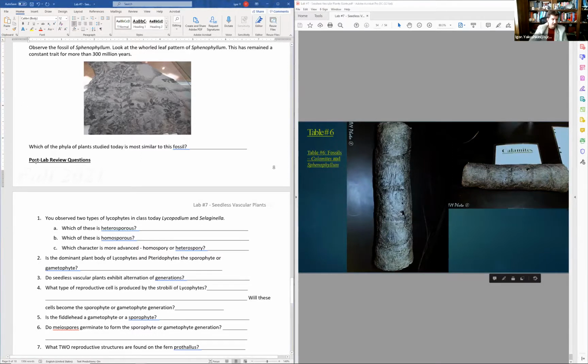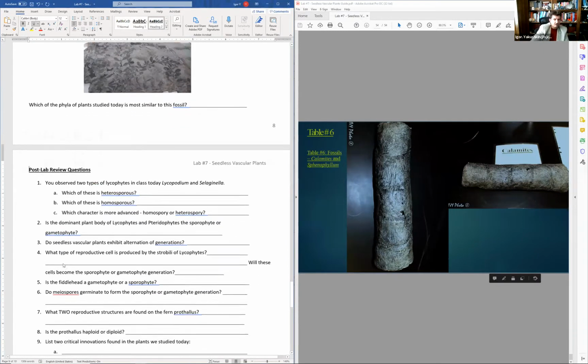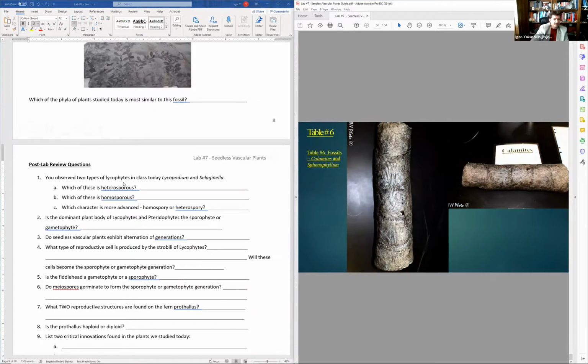All right, and the post-lab questions. Let's take a look at the post-lab. You observed two types of lycophytes, Lycopodium and Selaginella. Which one is heterosporous? Selaginella has sporangia with different sizes of spores: the large ones, megaspores, and small ones, microspores.